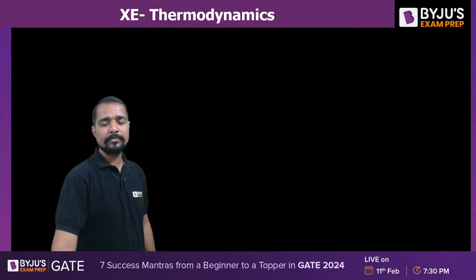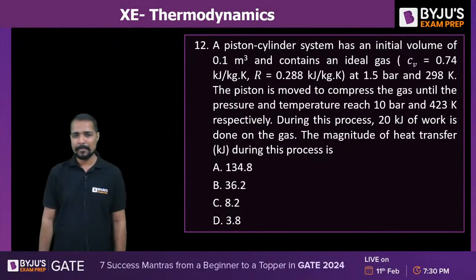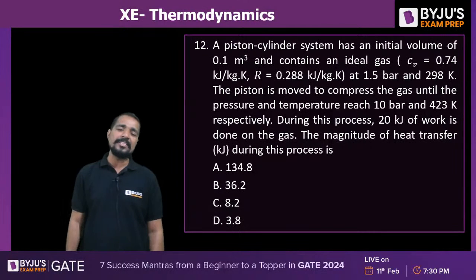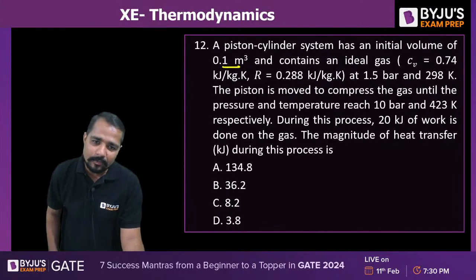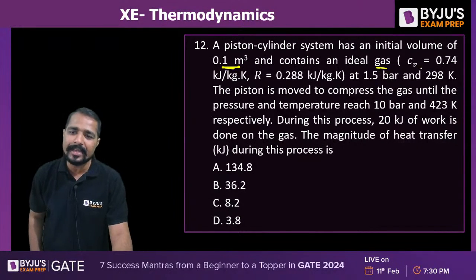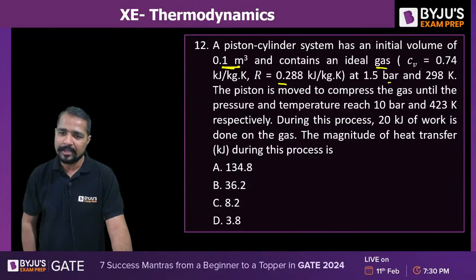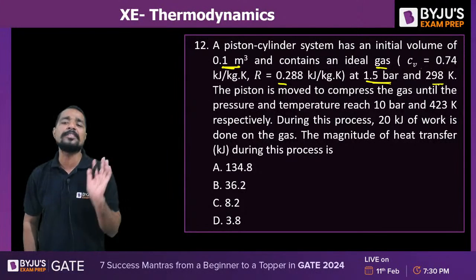Good. Next. A piston cylinder arrangement has a initial volume of this one, contain an ideal gas, CBR is equal to this one, at a pressure of this one and the temperature of this one.